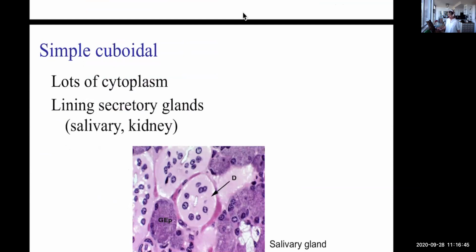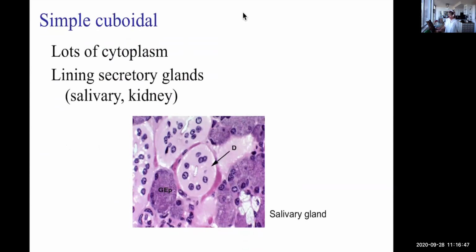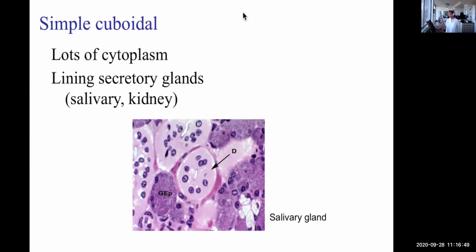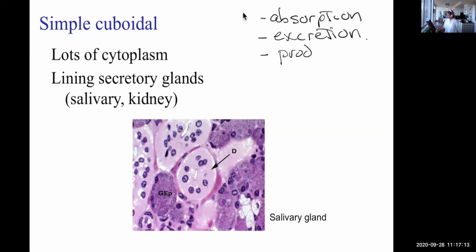Simple cuboidal epithelium. They line secretory glands. There's lots of cytoplasm. They often have microvilli as well. They are functioning in absorption and excretion. And they often produce mucus.